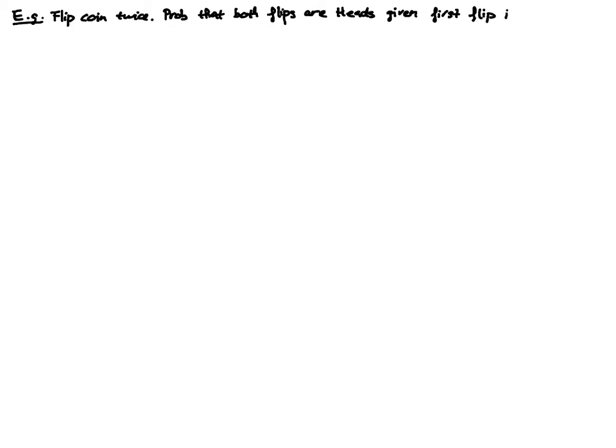Let's now look at a few examples to see how we apply conditional probability in practice. Let's consider the experiment where we flip a coin twice, and suppose we want to find the probability that both flips are heads, given that the first flip is a head.